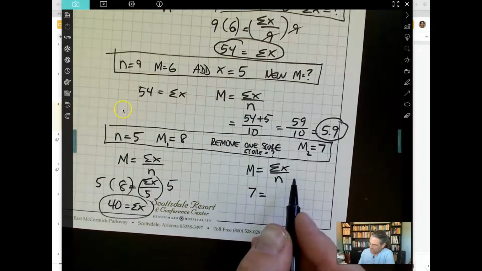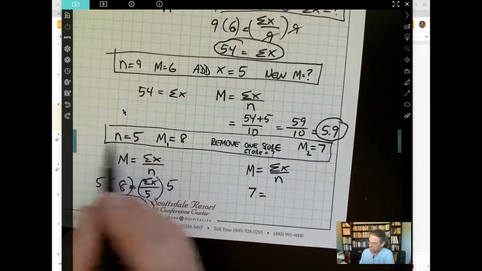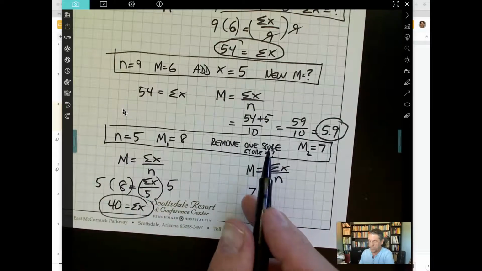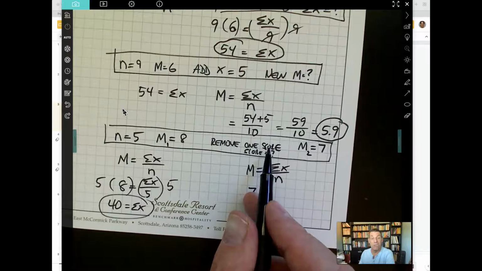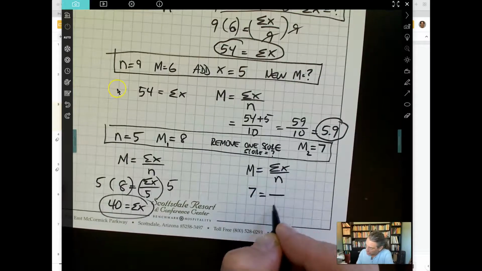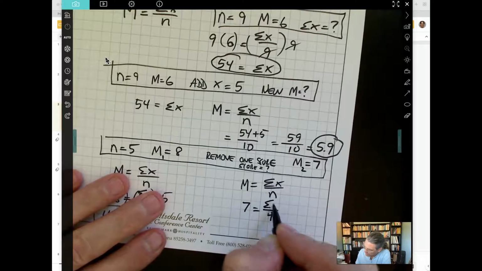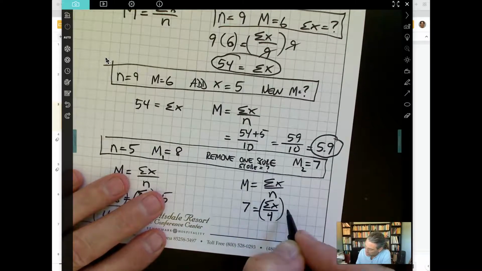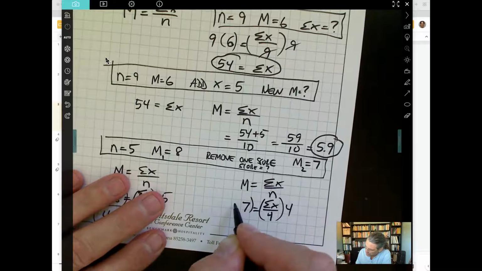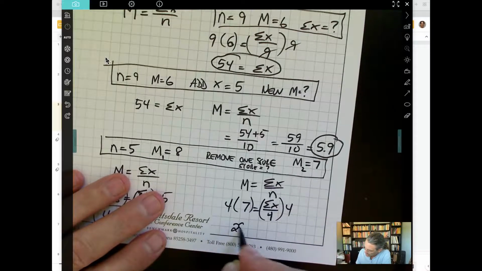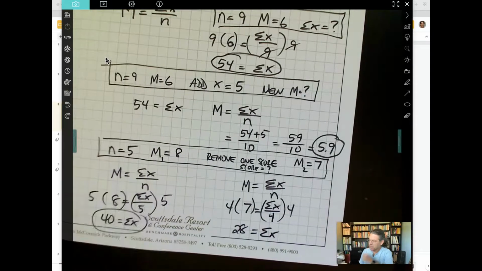Do I know my n? Well, the n originally was 5, and I removed one person, or one score. So now my n's 4. Okay, so now I know that. So let's go ahead and solve for sum of x and just see how it goes. And so we multiply both sides by 4. So we get 28 is the sum of x.